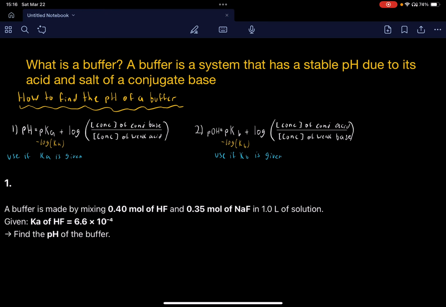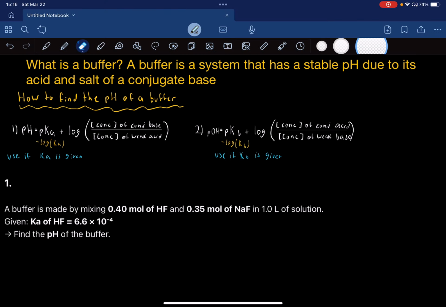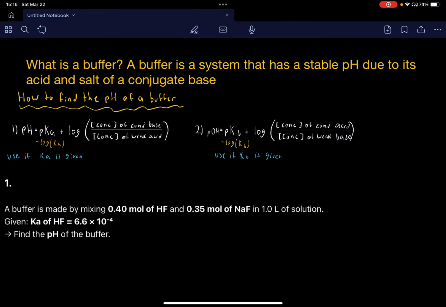So a buffer is basically a system that has a stable pH because it contains an acid and a salt of the conjugate base. And if you place a strong acid into it, there's going to be minimal difference in terms of the pH. And we're going to see that when we do that later on in this video. An example of a buffer is in your body, which includes your blood. The blood in your bloodstream is a buffer.